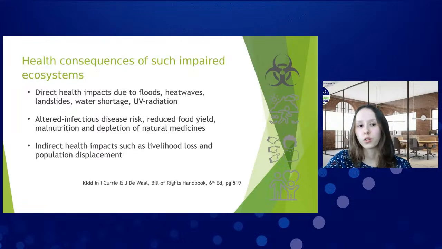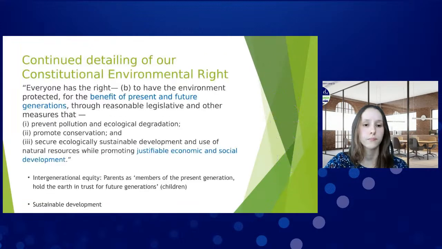There are specific health consequences, however, and these things can be due to various environmental factors, such as floods, heat waves, landslides, water shortage, or even UV radiation. And these things can lead to an increased risk of infectious diseases, a reduced food yield, as we previously said as well, nutrition, and then therefore a depletion of natural resources. But it also has direct impacts, such as the loss of livelihood and population displacement, as we'll also discuss in the forming of slums in a later slide.